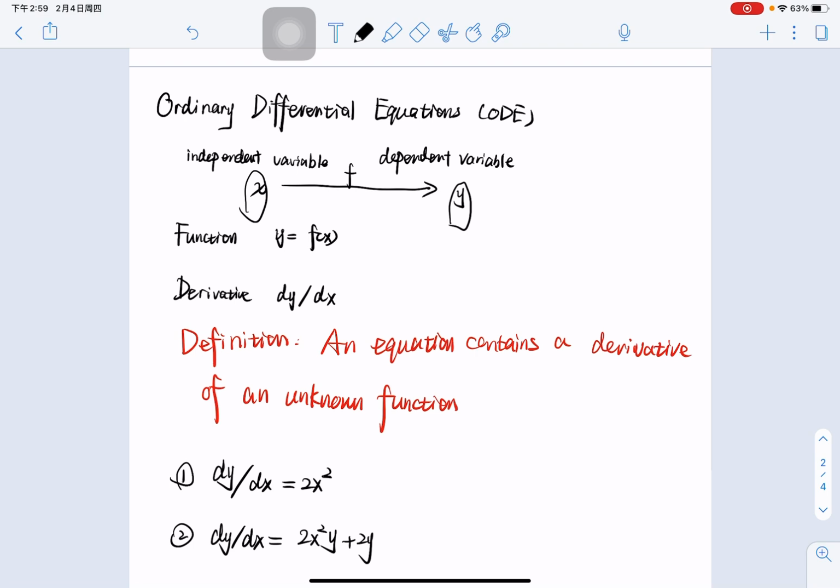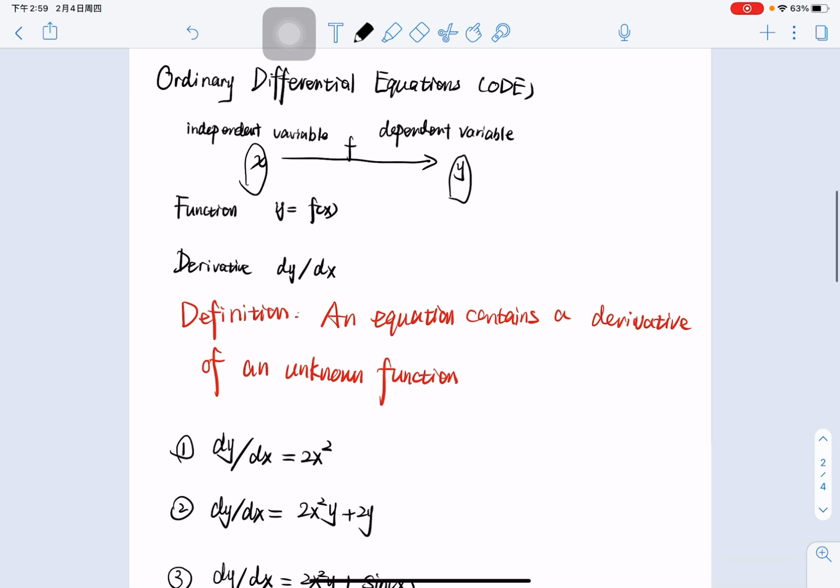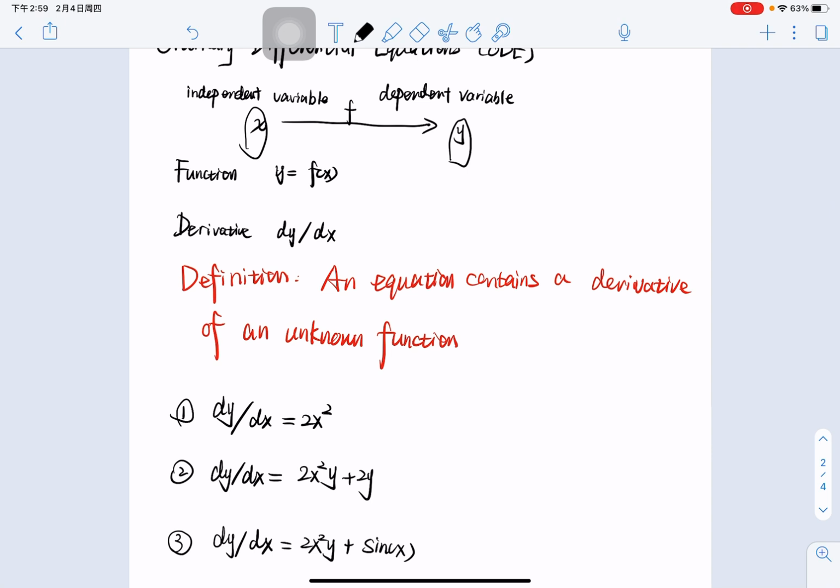In the first example, the derivative of y in terms of x equals 2x squared. In the second example, dy/dx equals 2x squared y plus 2y. In the third example, dy/dx equals 2x squared y plus sine x. So I will show you how to solve these three kinds of ODEs.